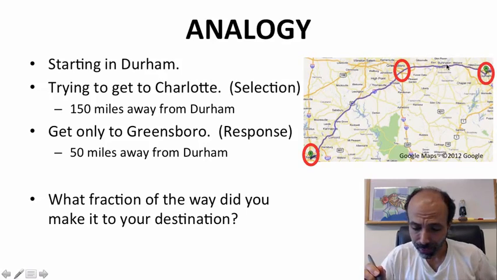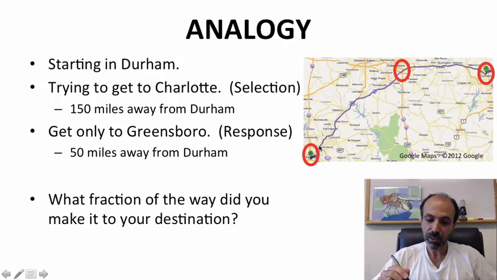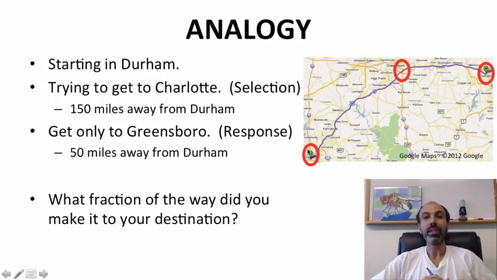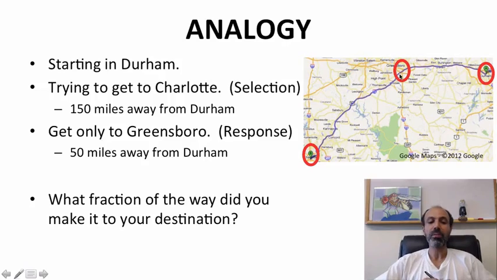This is I-85, I think. I can't remember. Let's say I was trying to go down to Charlotte, North Carolina. Now, if you start in Durham, you're trying to get to Charlotte. This is 150 miles away. That is similar to the selected group. So the starting point was here. The place you were trying to get was over here. But let's say I only got to the city of Greensboro. I only got 50 miles from here.